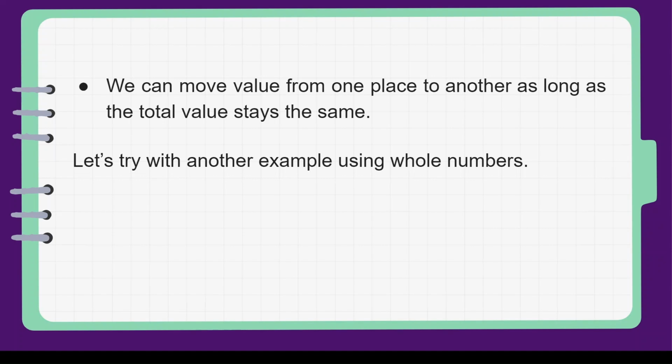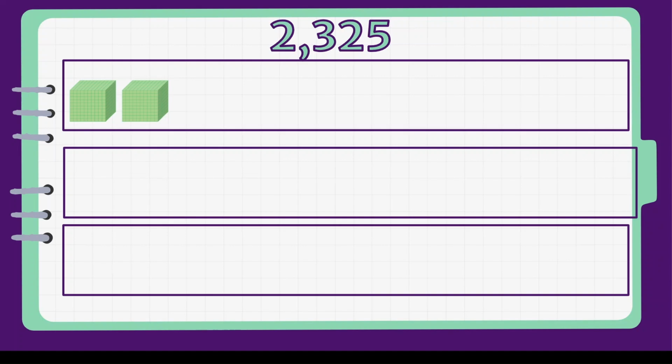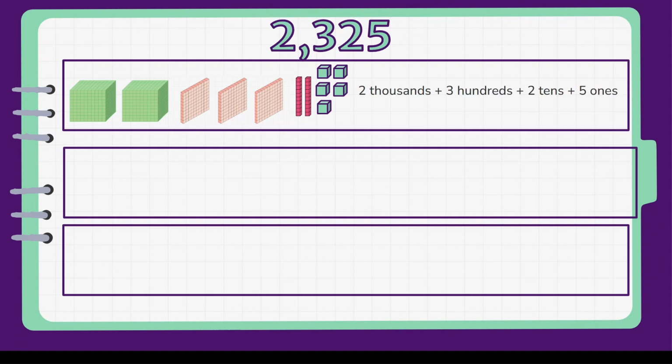Let's try with another example using whole numbers. Let's decompose 2,325 in different ways. We have two cubes, three flats or 300, two tens or two rods, and 5 units or 5 ones. And this is how we write it using place value. It's 2,000 plus 300 plus 20 plus 5 ones.